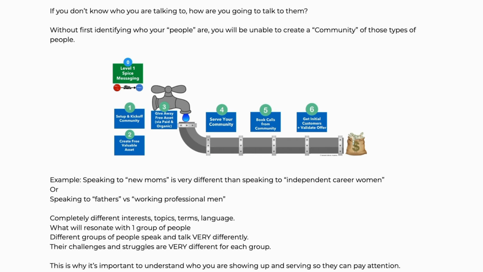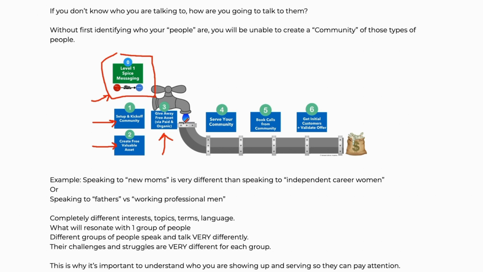You're going to learn the nurture strategy, and the first nurture strategy we recommend, step number 1 throughout this entire process if you're doing less than $20,000 or $100,000 a month, is the community strategy. Right now you're in level 1 messaging, putting together all of your SPICE messaging using the 4P framework. Then you set up and kick off your community, create a valuable asset that you give away for free in exchange for people joining your community, and give that asset away using paid and organic methods.